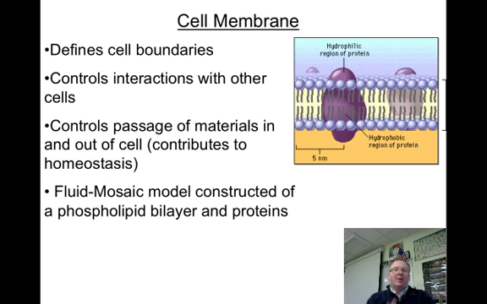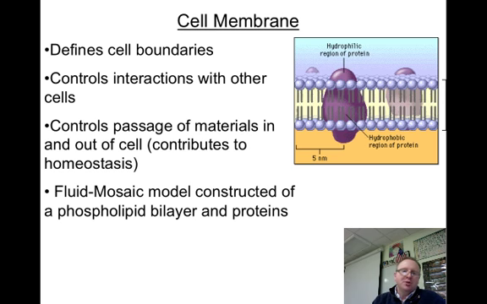The role of the cell membrane. First of all, the cell membrane, in its very simplest sense, defines the cell's boundaries. It separates the interior of the cell from the external environment. Another major job of the cell membrane is that it controls interactions with other cells. One way that cells in your body are able to identify themselves to each other is through interactions at the cell membrane. And a final, and I think probably very important job for the cell membrane, is that it controls the passage of materials into and out of the cell.